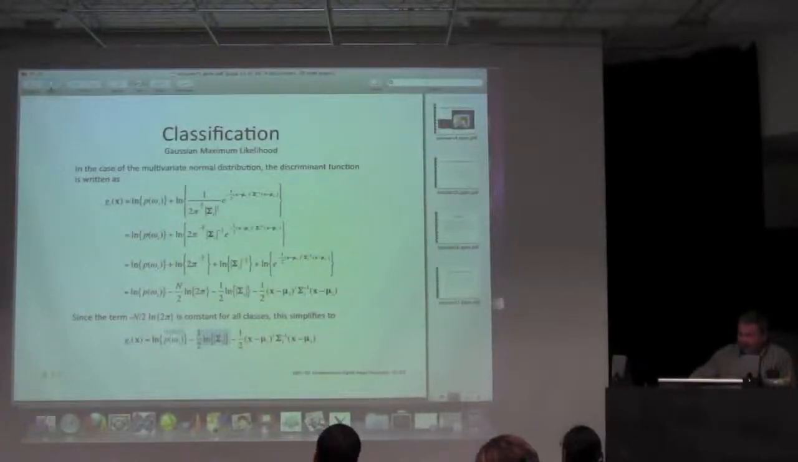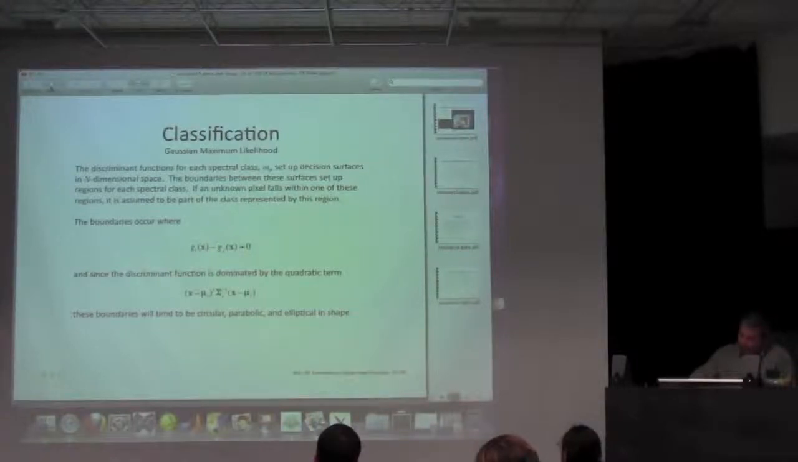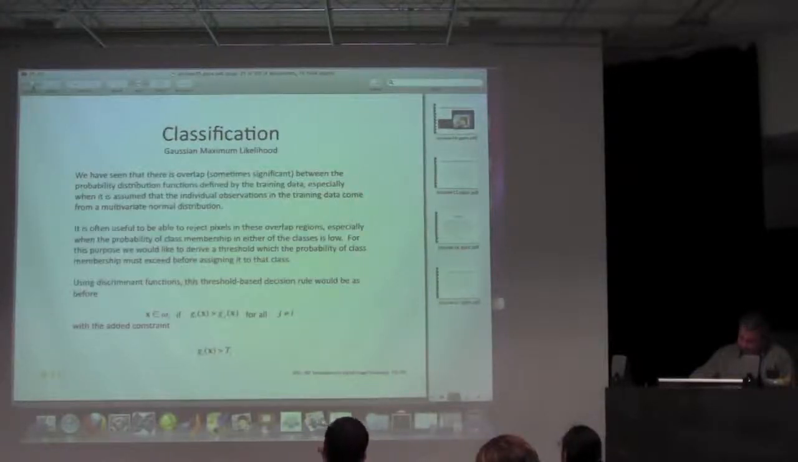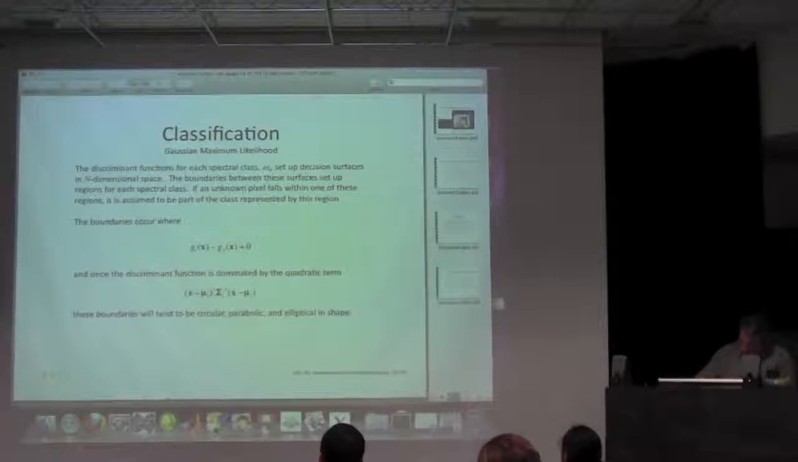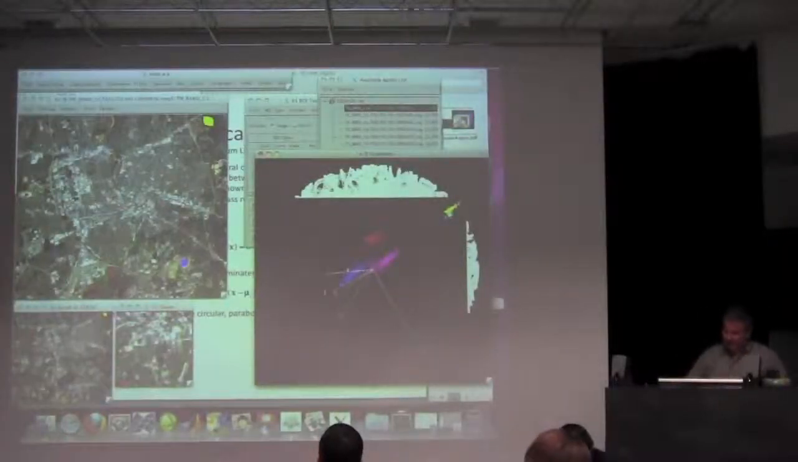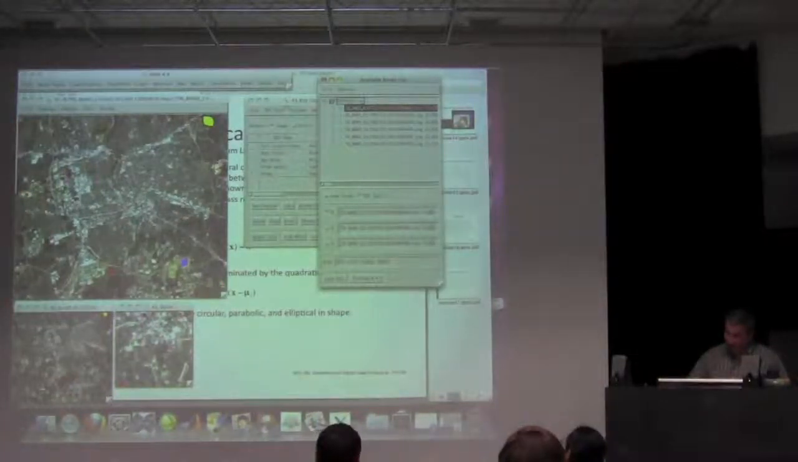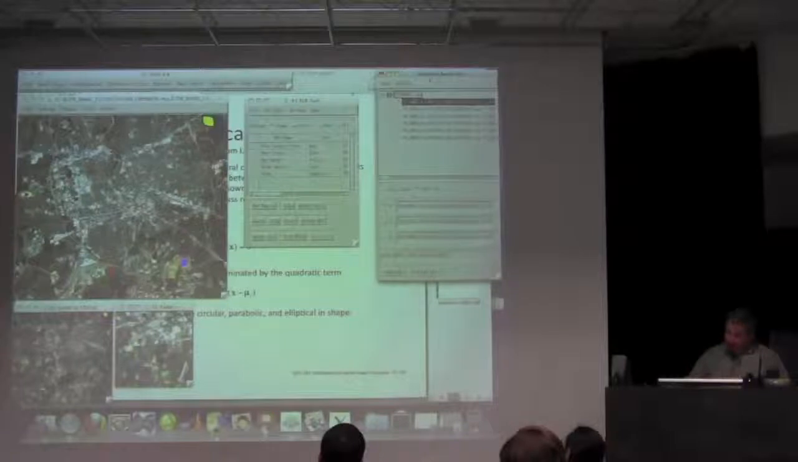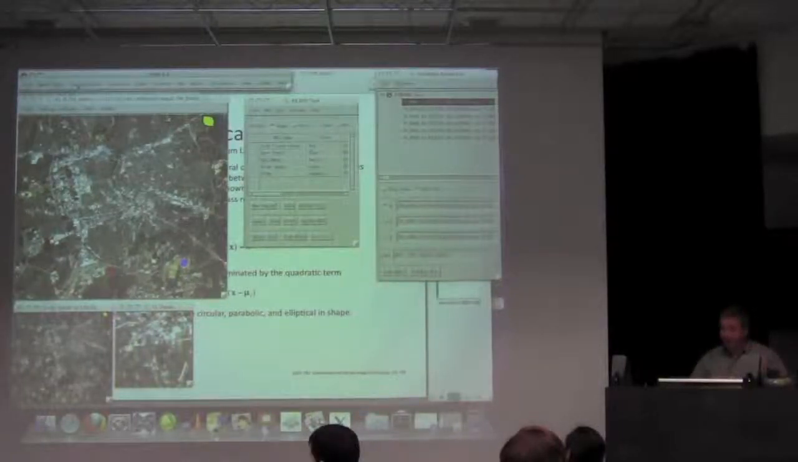All right, so let's take a look at how this works. I have some regions of interest here. We took a look in the MD visualizer, and they look pretty good. So let me just close that. Let's go ahead and do the classification. There's a classification menu. You'll do this in the lab.